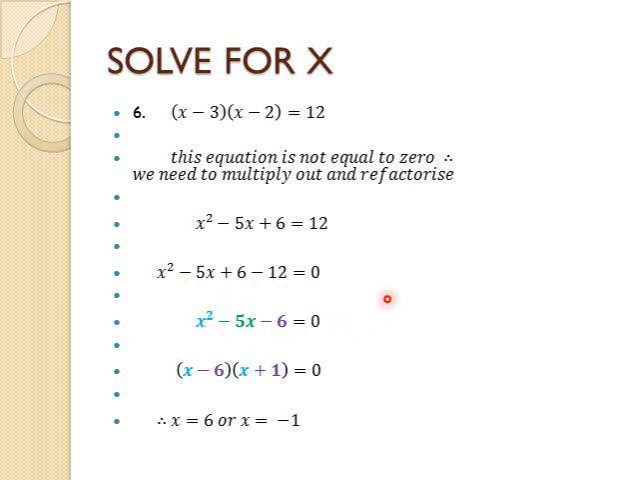So x squared minus 5x minus 6 equals 0. So generally you'd get 1 mark for writing in standard form. Now I refactorize. x squared is simply x times x. Factors of negative 6 that give me negative 5 would be negative 6 plus 1 would give me negative 5, and negative 6 times plus 1 gives me negative 6. So x equals 6 or x equals negative 1.